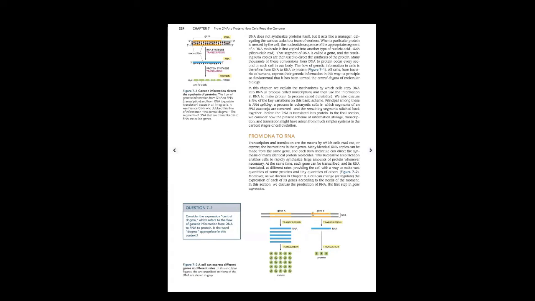Just like a real dimmer switch, the light can be turned off, or it can be turned up 5%, 10%, all the way up to 100%. And the same thing applies to genes. They can be activated to different degrees. That's exactly what this figure is trying to convey.